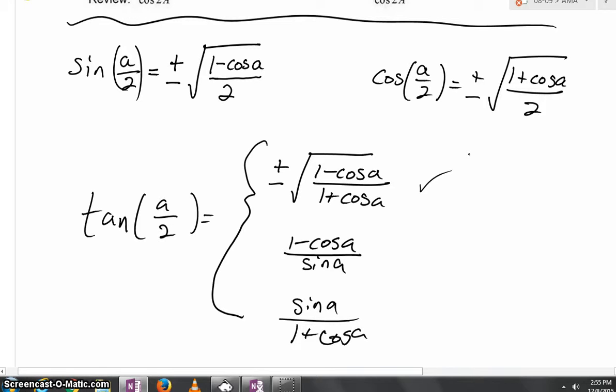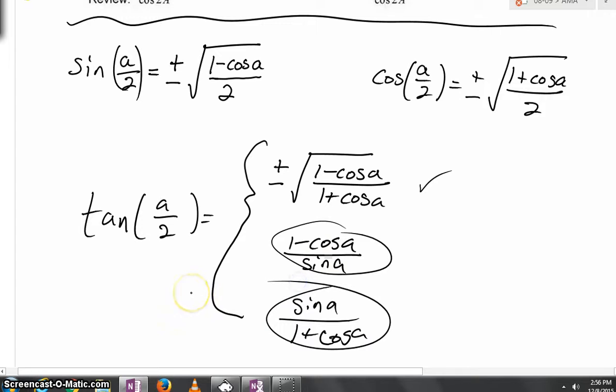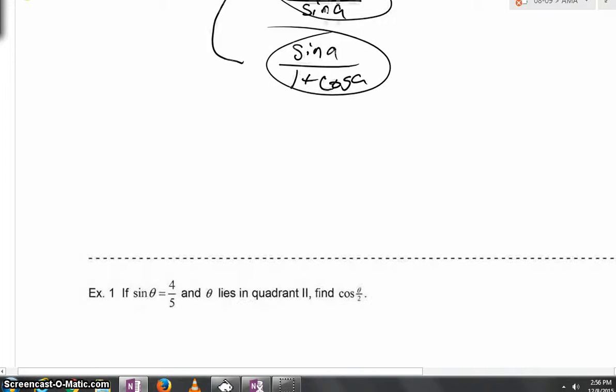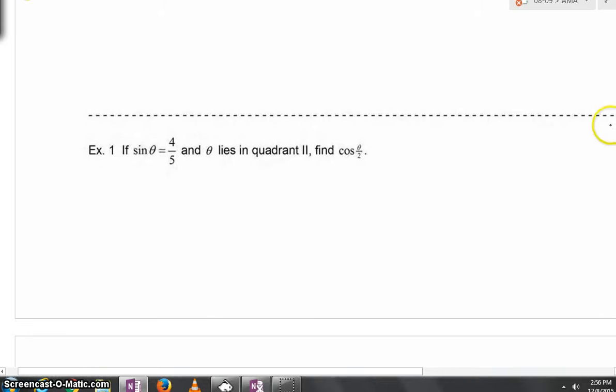Two much easier forms are the second and the third. I'll be honest with you, I almost use the third form exclusively. I generally just use sine of A all over 1 plus cosine of A. There's no plus minus there. Well, as we take a look at example 1, we're asked to find the cosine of theta over 2.